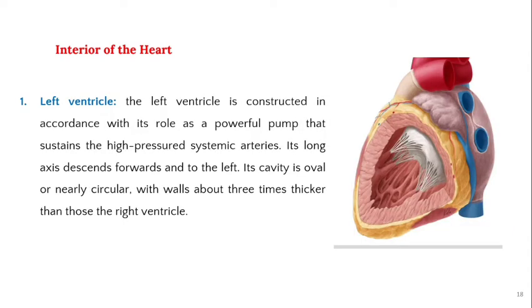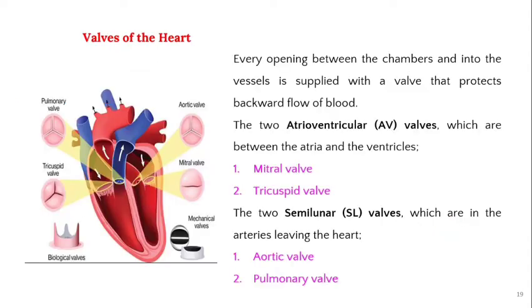And lastly is the left ventricle. So the left ventricle is constructed in accordance with its role as a powerful pump that sustains the high-pressured systemic arteries. Its long axis descends forwards and to the left. Its cavity is oval or nearly circular, with walls about 3 times thicker than those of the right ventricle.